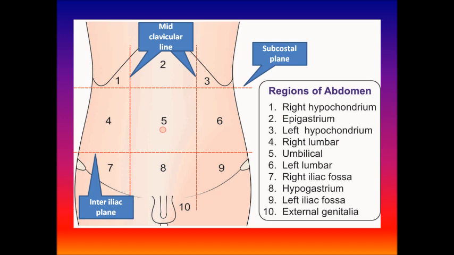The upper abdomen is divided into two hypochondria, the right and the left, and the intervening epigastrium. The middle part is divided into right and left lumbar regions and the intervening part called the umbilical region, and the lower part divided into two iliac fossae, right and left, and the intervening part, the hypogastrium. The external genitalia in males is considered as the 10th region of the abdomen.